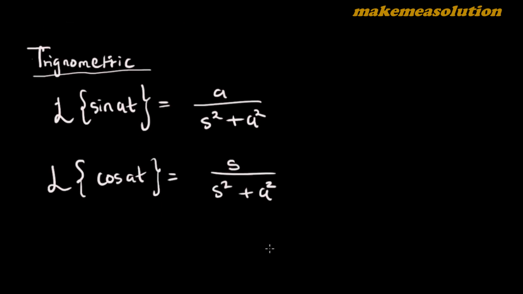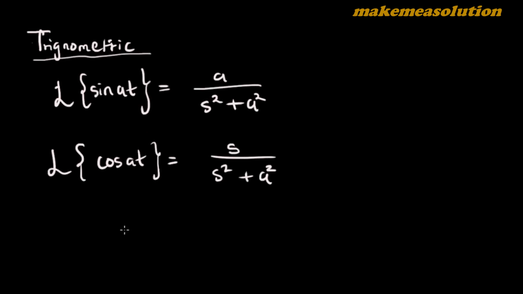Okay, so someone will be wondering, how did we get the Laplace transform for sine at and the Laplace transform for cos at? So quickly, you just have to remember Euler's identity.